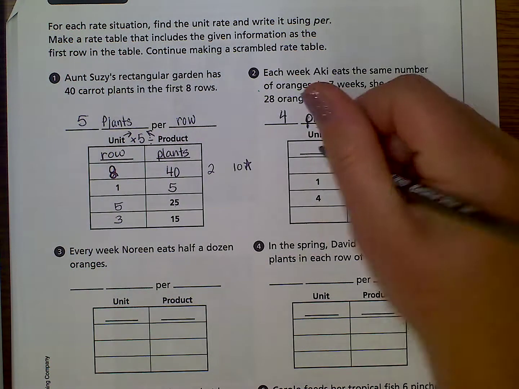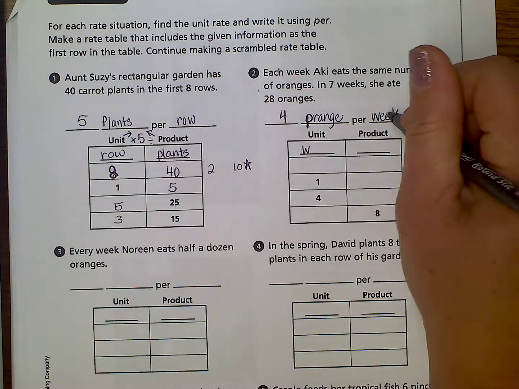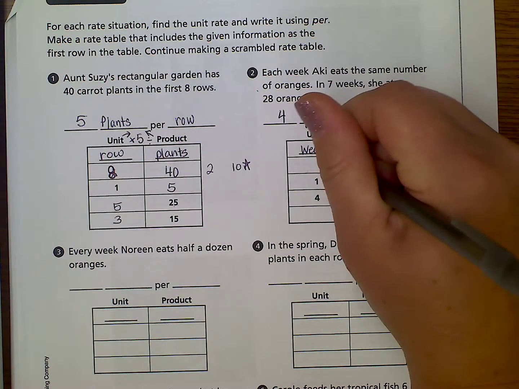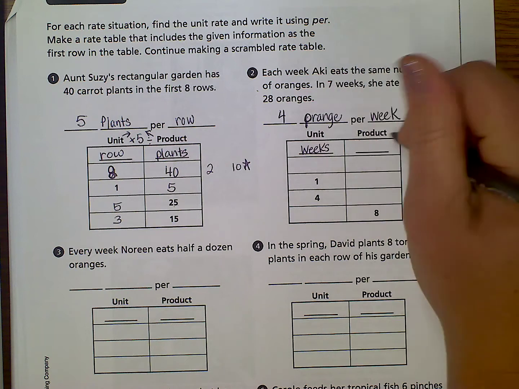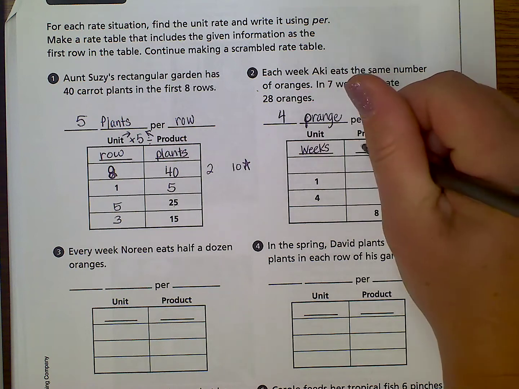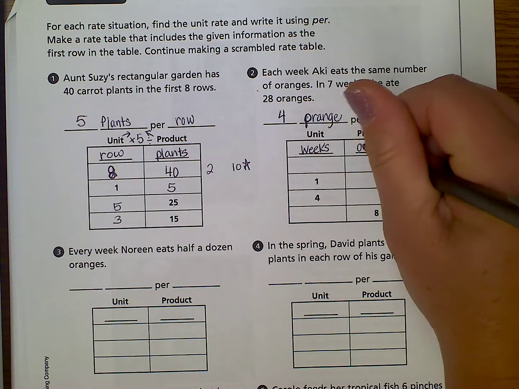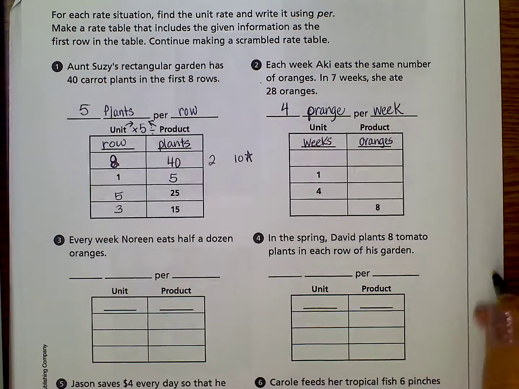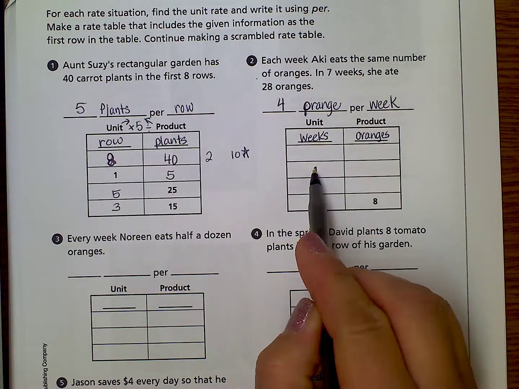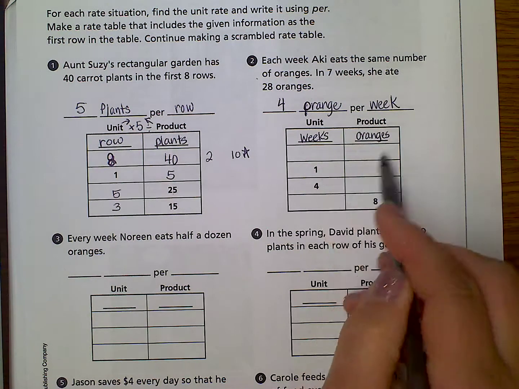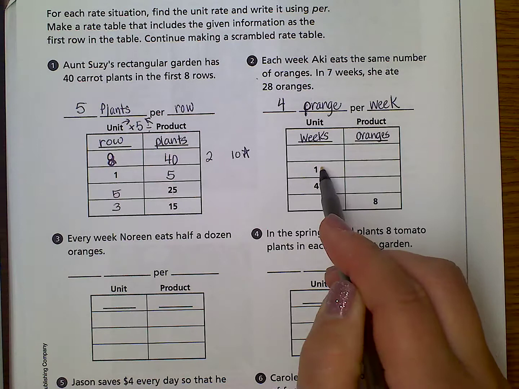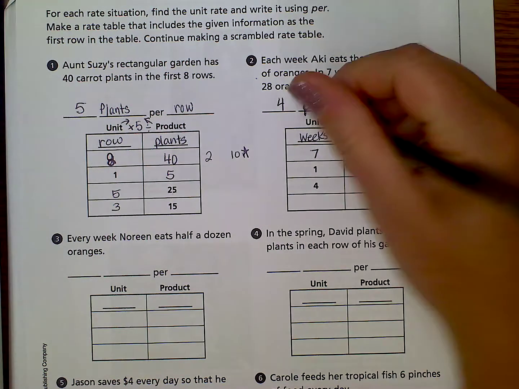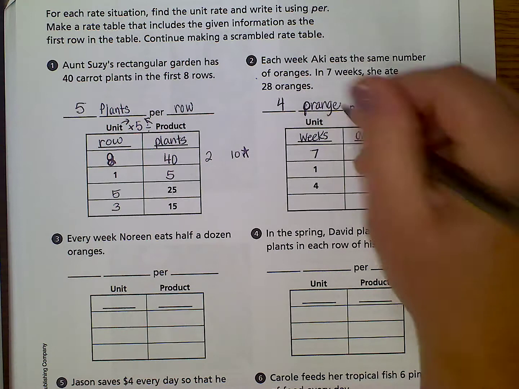So this is the weeks. The unit is the weeks. And the product is the oranges. Obviously, she's not eating weeks. Okay, so we'll go ahead and put the first one in there just because we have how many weeks? 7. How many did she eat total? 28.